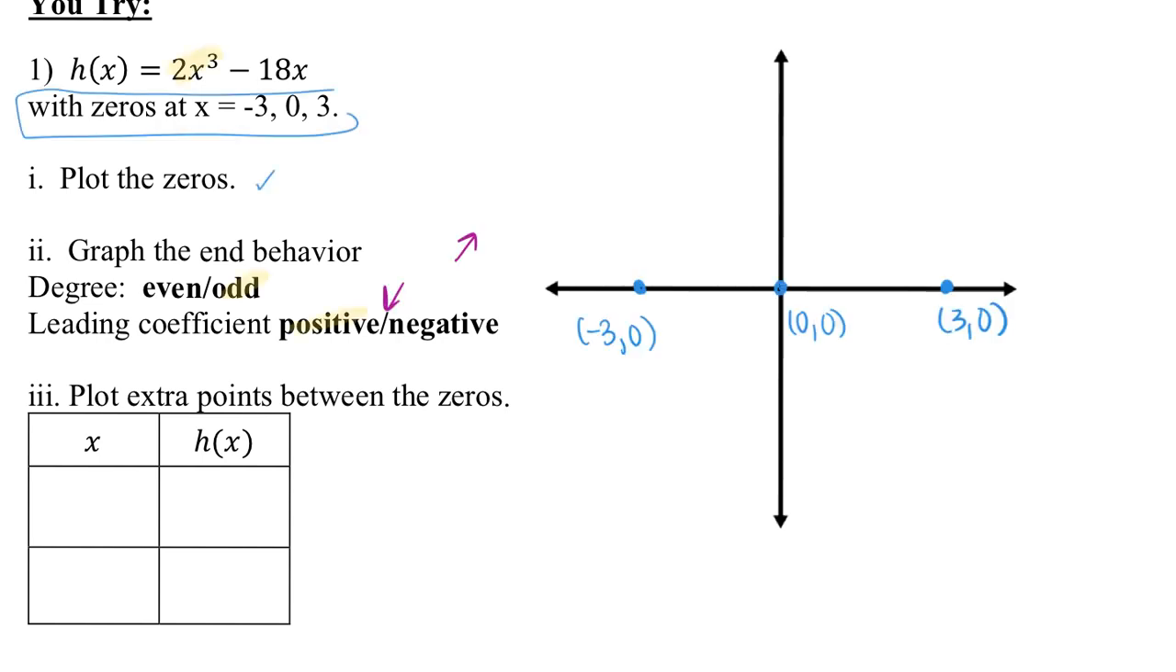Okay, I graphed my zeros, -3, 0, and 3. For my end behavior, it was odd with a positive coefficient, so it's like a positive slope. It's going to go up on the right. So on the far right, I'm going to make it go up. It's going to go down on the left.